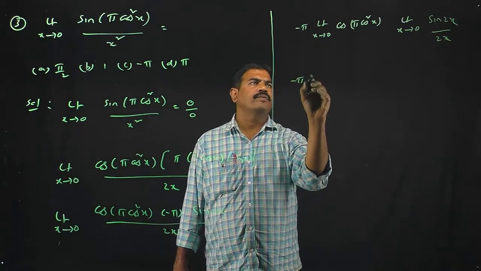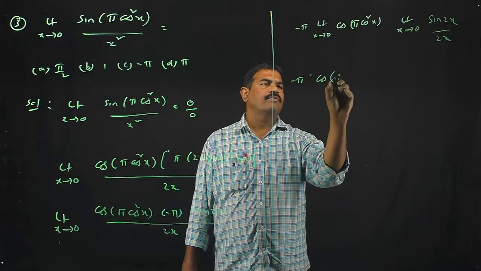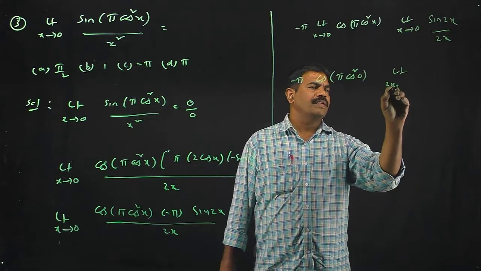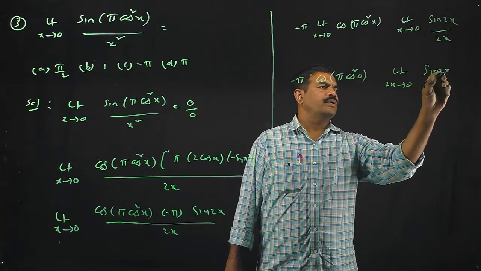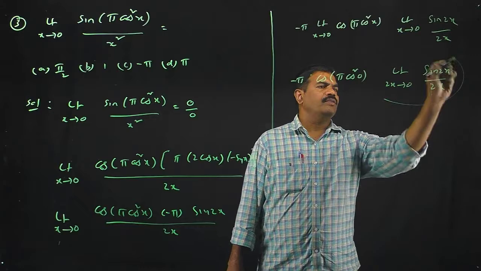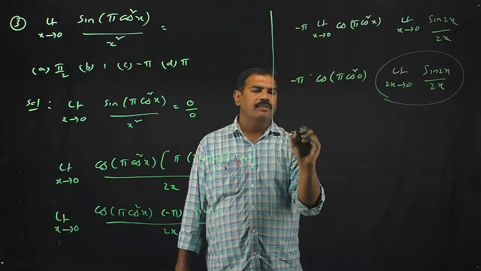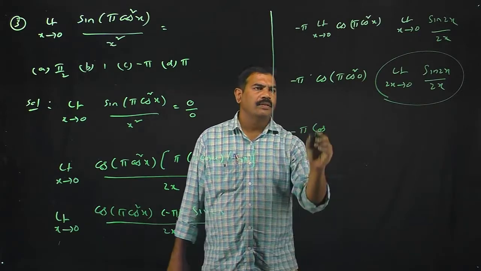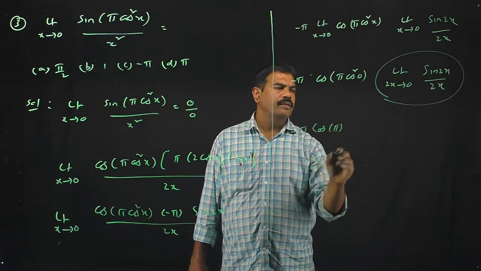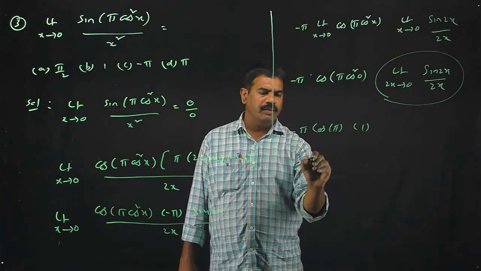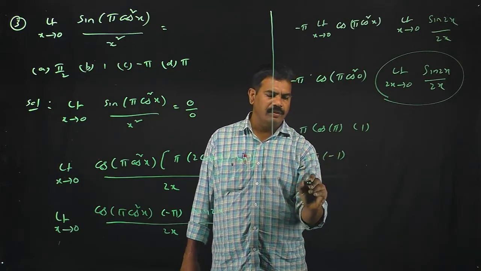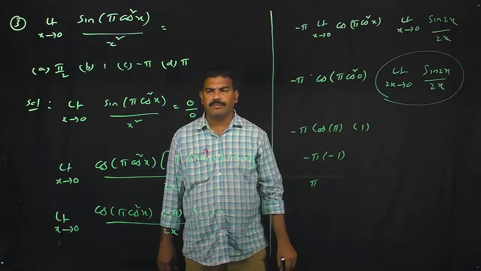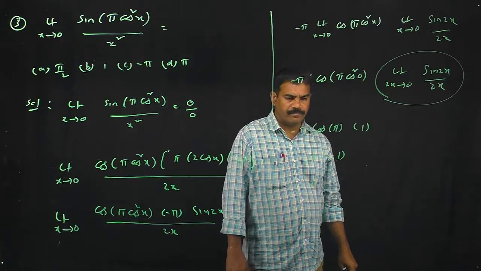Minus pi into, we apply the limit: cos of pi into cos square 0, and limit 2x tends to 0, sin 2x by 2x. So this value is 1, that is minus pi into cos of, cos 0 means 1, that is cos pi into 1. Minus pi into cos pi means minus 1, that is minus into minus, plus pi. So the answer is pi. It is option D.